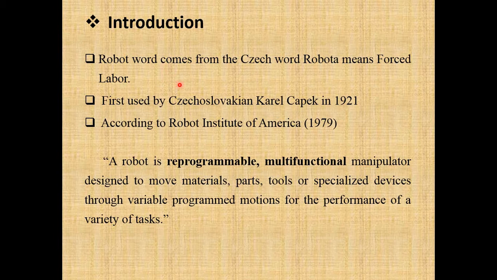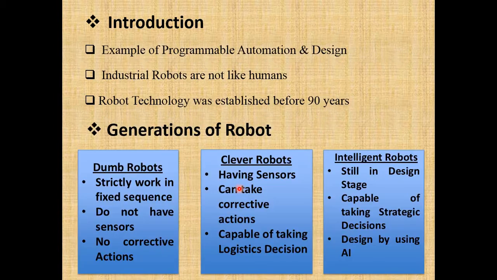The word robot comes from the Czech word robota, that means forced labor, and the word was used by the Czechoslovakian Karel Čapek in 1921. According to RIA, Robot Institute of America, the definition of the robot is: a robot is a reprogrammable multifunctional manipulator. It is designed to move material, parts, tools, or specialized devices through variable programmed motions for performance of a variety of tasks. So this is the introductory part of the robot.